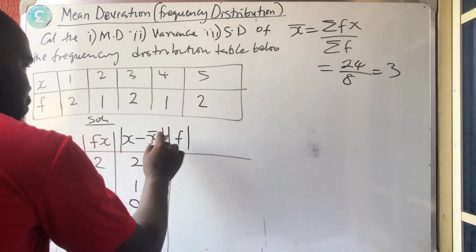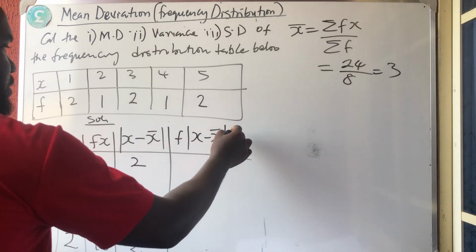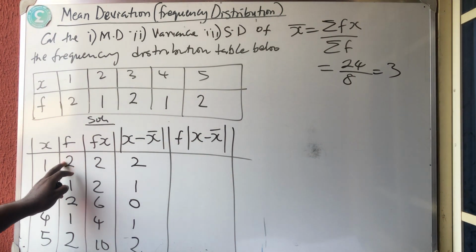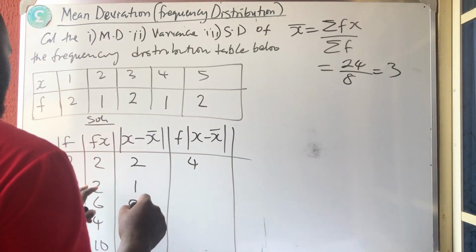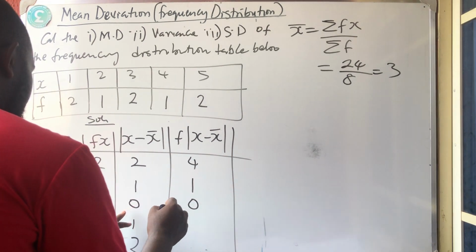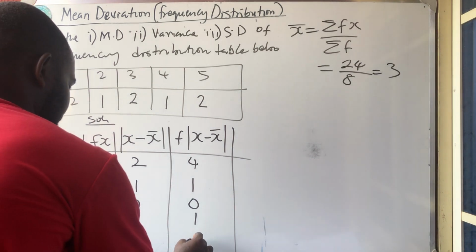f multiplied by that x minus x bar. Okay? You need it. So f times this is what? 2 times 2, 4. 1 times 1, 1. 2 times 0, 0. 1 times 1, 1. 2 times 2, 4.